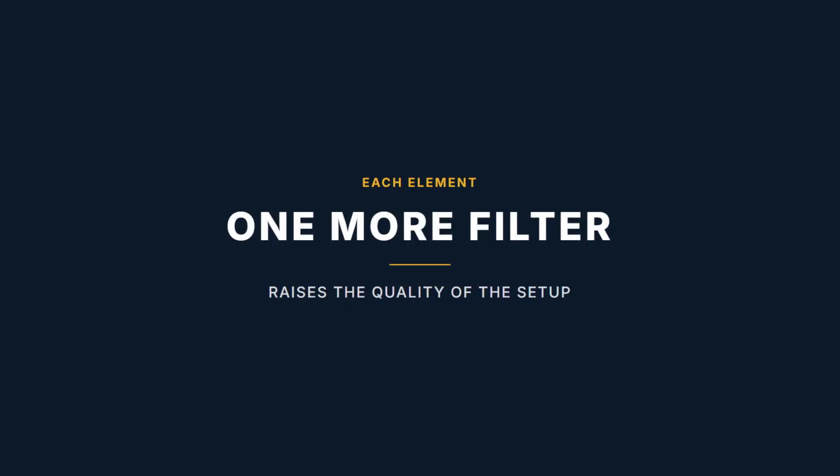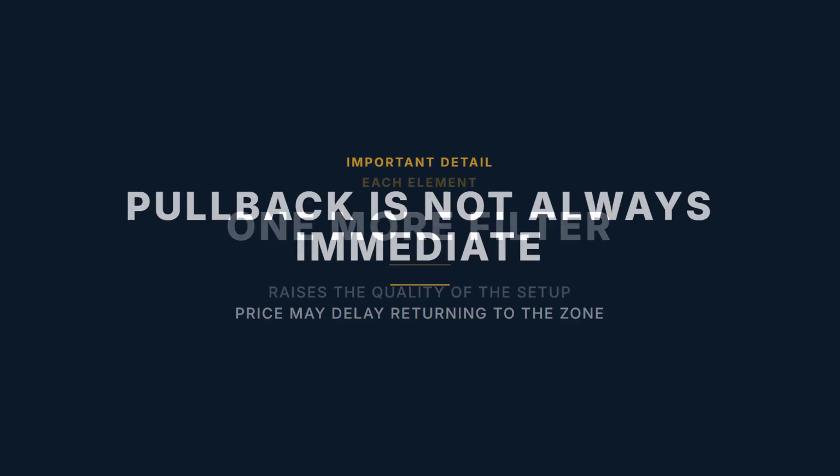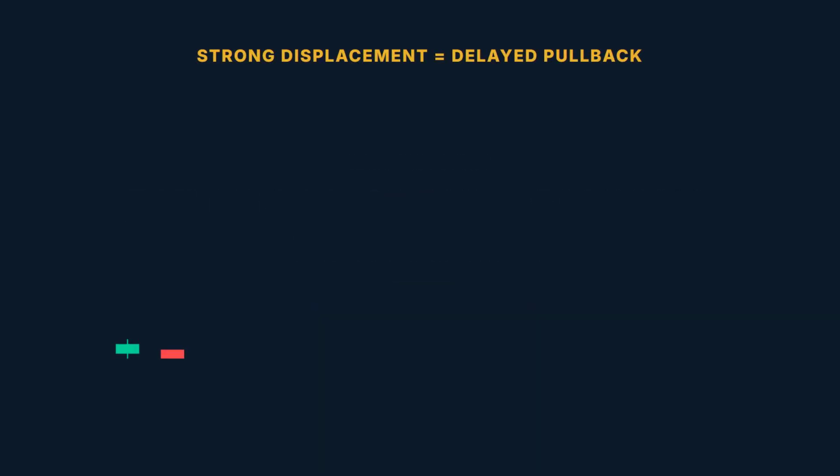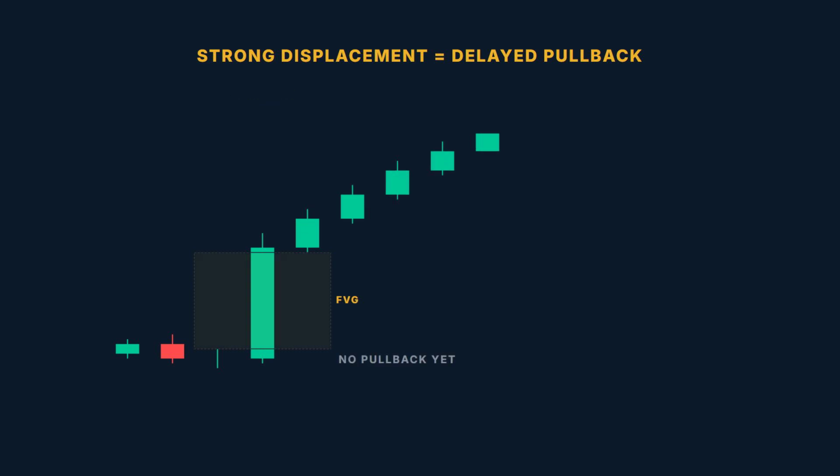The CHOCH alone is not the entry. It is the confirmation that the bias has changed. What you do is mark the fair value gap created by that displacement, identify the order block that originated the bullish move, and then wait for the pullback to that zone. When price returns to the FVG and order block after the CHOCH, and you see the market structure shift on the lower time frame confirming the reversal, that is when you have the complete setup to go long.